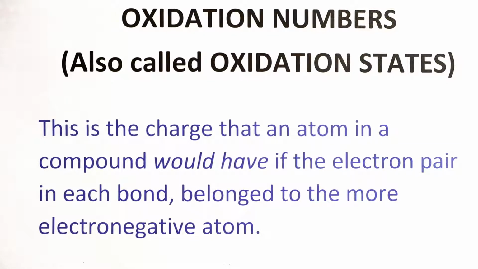Oxidation numbers. Oxidation numbers are also called oxidation states. This is the charge that an atom in a compound would have if the electron pair in each bond belonged to the more electronegative atom.